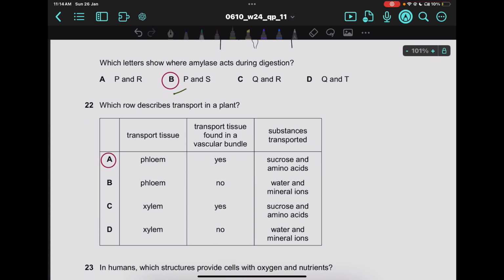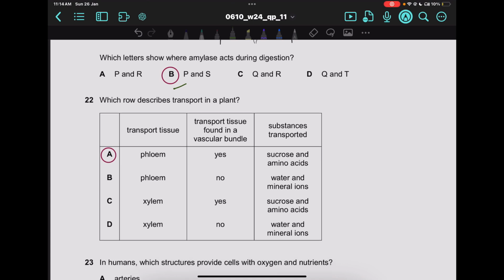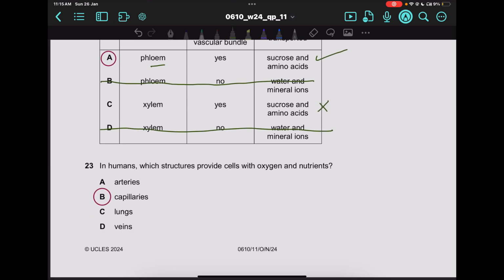22. Which row describes transport in a plant? Over here we can see that there is phloem and xylem, which are both found in plants. Let's just read. Phloem, transport tissue found in a vascular bundle, yes. So we're going to be choosing between A and C, because we know that phloem and xylem are found in vascular bundles. Let's just see. Substances transported, sucrose and amino acid, this is correct for phloem, but it's incorrect for xylem. Xylem transports water, so our answer is going to be A.